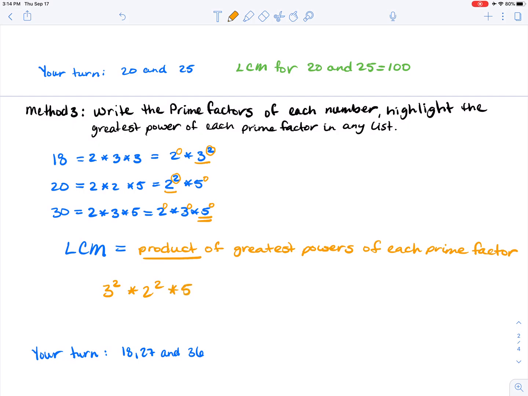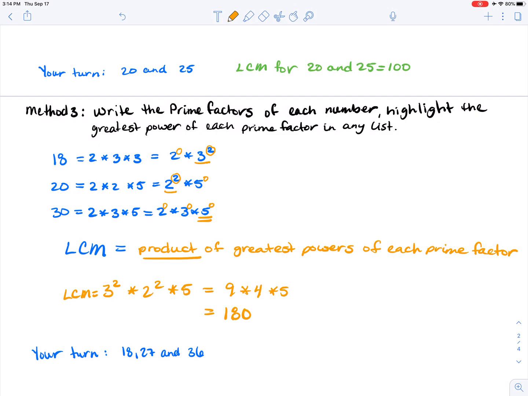multiply by my 5. What do I get? 9 times 4 times 5. And if you plug through that, it equals 180. So my LCM equals 180. That's exactly as we found it before.